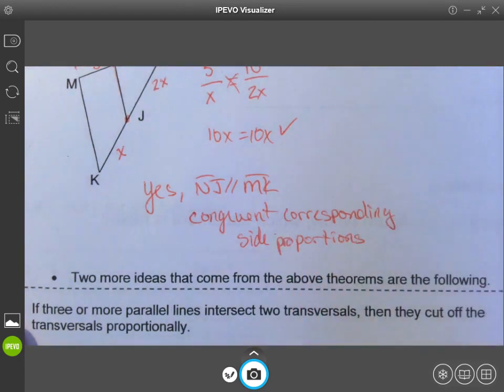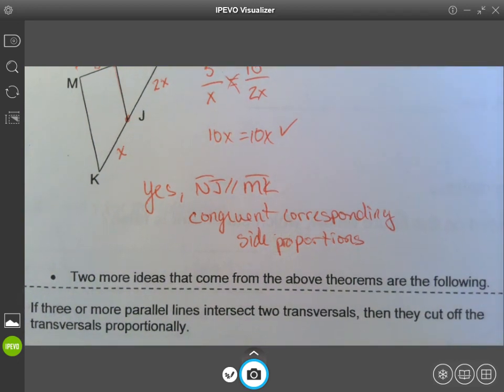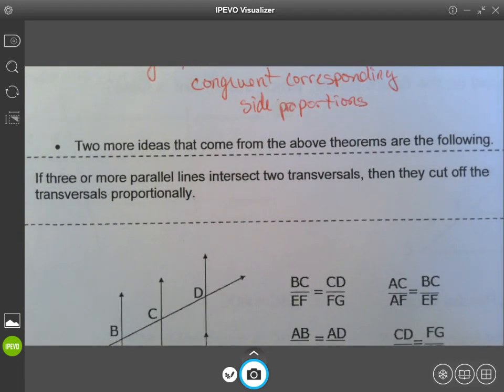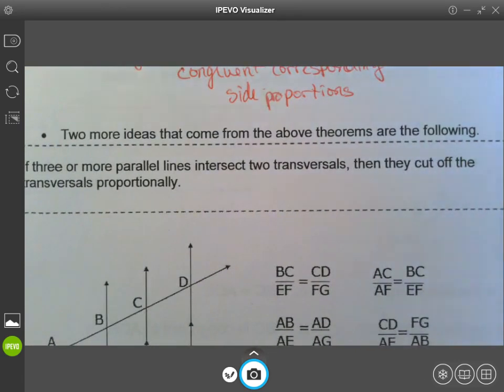Okay. I tripped myself up on the wording there. All right, now there's two more ideas that come from the theorem, so don't be overwhelmed by this. One, if three or more parallel lines intersect to make transversals, then they cut off the transversals proportionally.